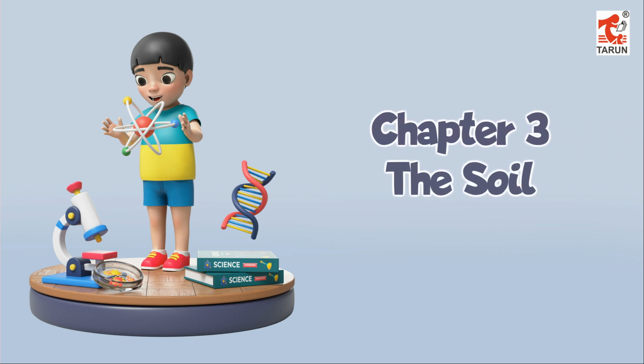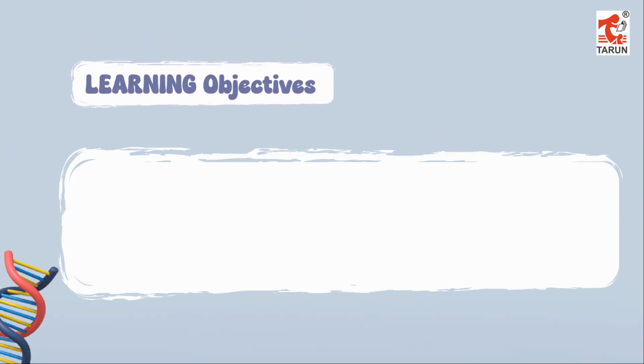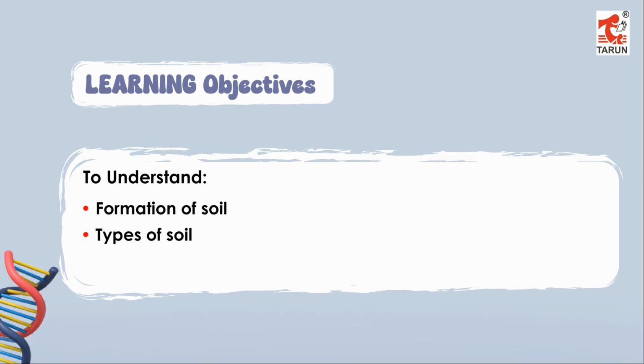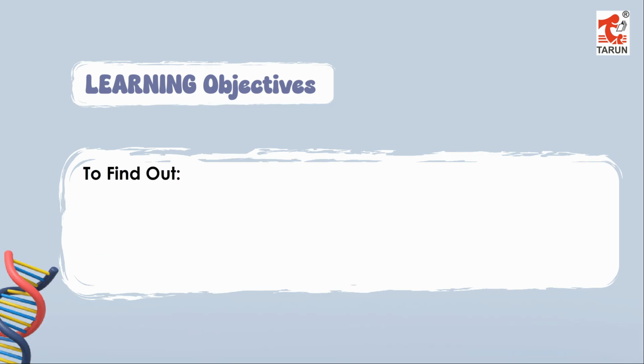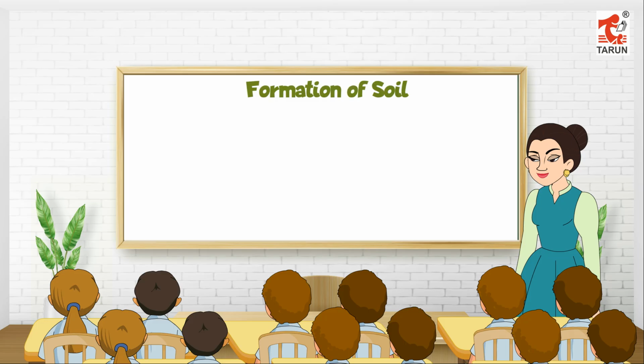Chapter 3: The Soil. Learning objectives. To understand the formation of soil, types of soil, and the need for conservation of soil. To find out the composition of soil and the uses of soil.